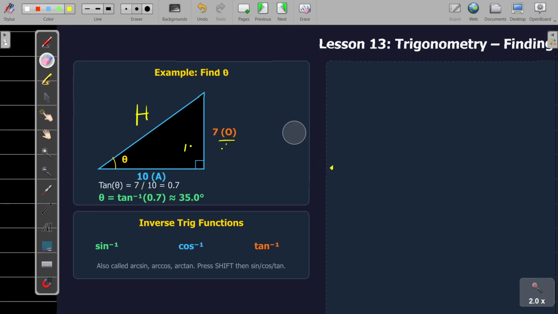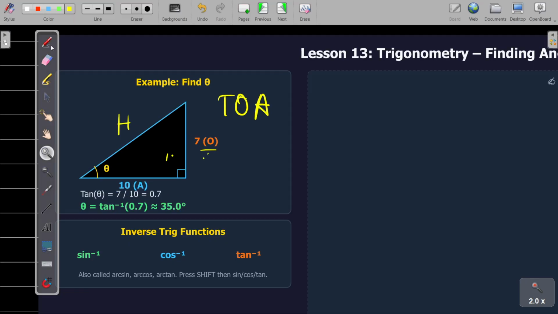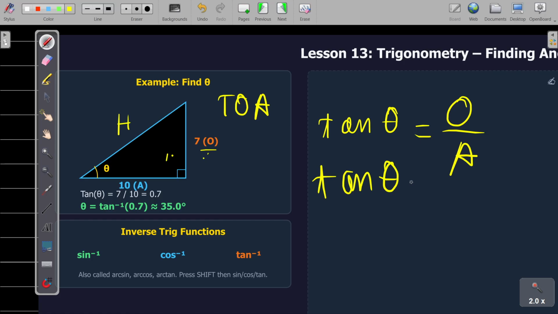So let's delete all that and just mark that here. We're going to be using TOA, and we're going to be writing that out. Our formula, because we're using TOA, is tangent of theta equals the opposite divided by the adjacent. We have chosen our formula. Now we're going to substitute the numbers in. So tan of theta is 7/10.